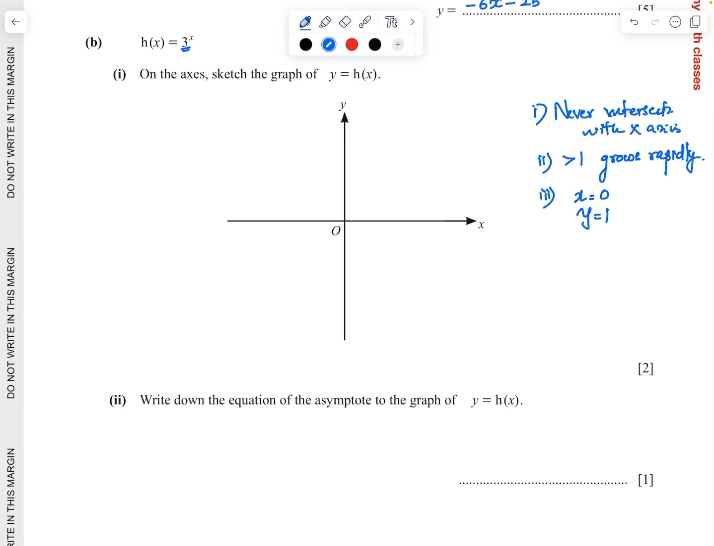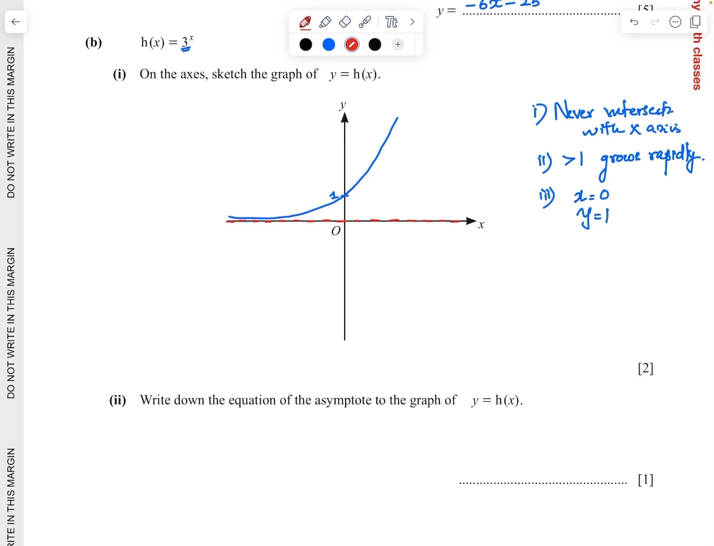That's it. So simple. Now the graph should not intersect with the x-axis. So assume this is 1. We should draw a graph which never touches the x-axis, but it has to intersect the y-axis at the point 1. Because of this, the x-axis will behave as an asymptote. This is an asymptote. So let me mark it with a dotted line.